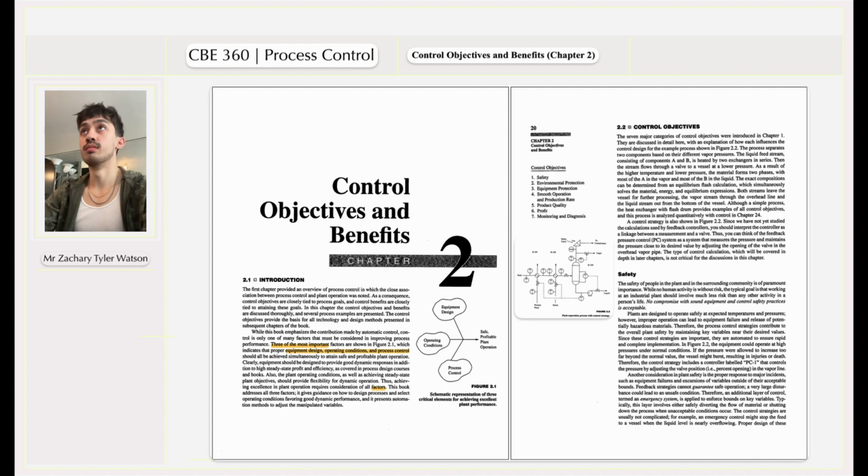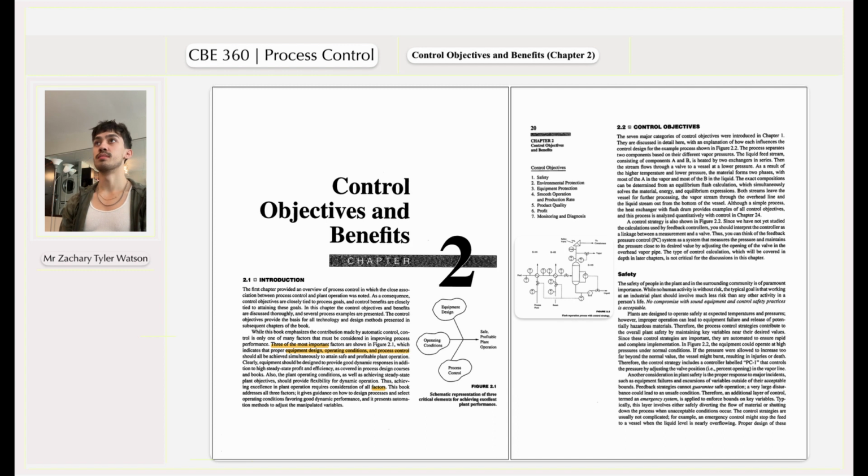So just a note, no compromise with sound equipment and control safety practices is acceptable. Plants are designed to operate safely at expected temperatures and pressures. However, abnormal operation can lead to equipment failure and release of potentially hazardous materials. Therefore, the process control strategies contribute to the overall plant safety by maintaining key variables near their desired values. Since these control strategies are important, they are automated to ensure rapid and complete implementation.